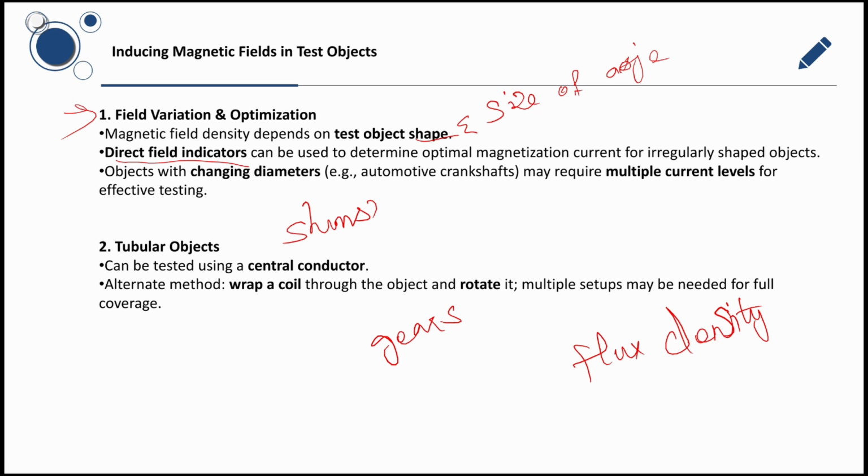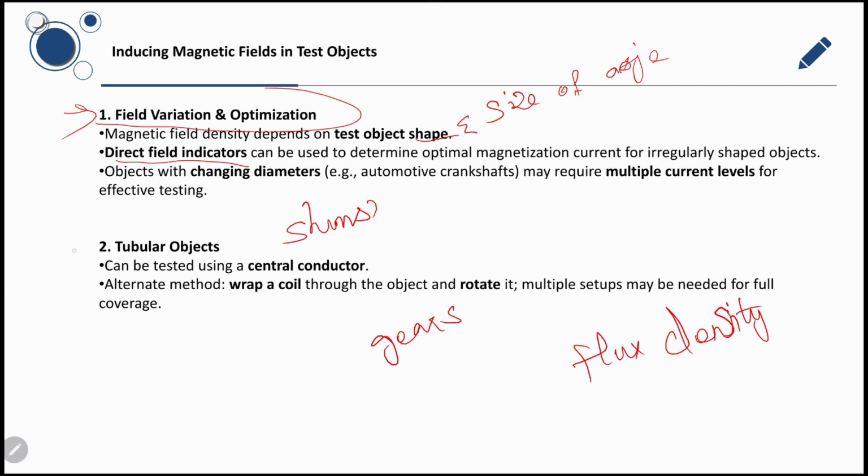In cases where the shape changes significantly, like automotive crankshafts with multiple diameters, a single magnetizing current won't be enough. Multiple current levels or shots are required to achieve full coverage and proper flaw detection. So these are the field variations and optimization.